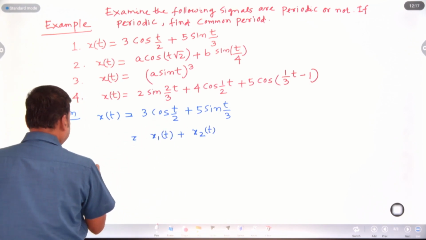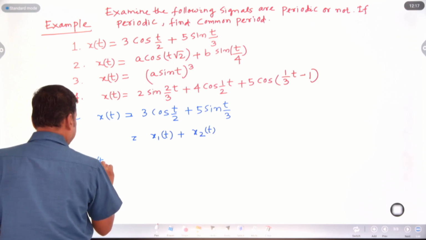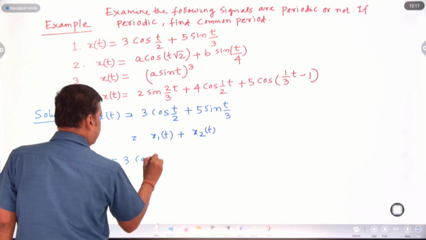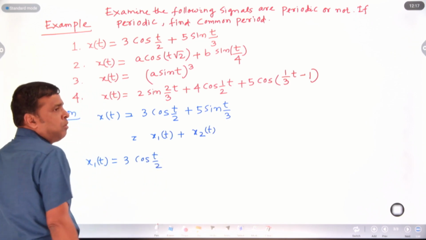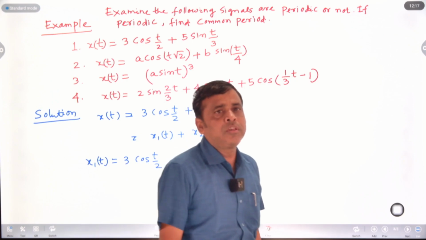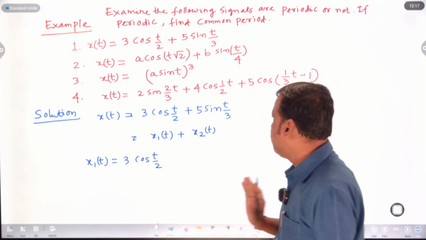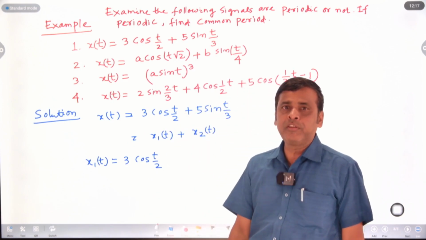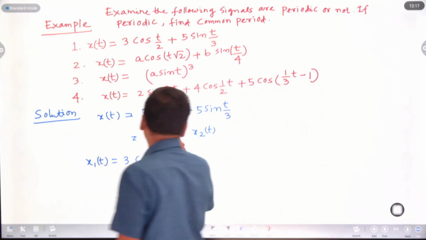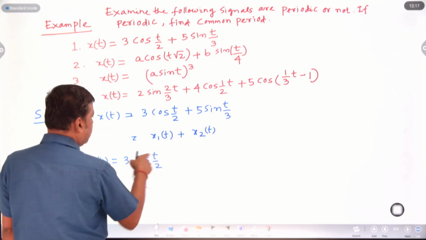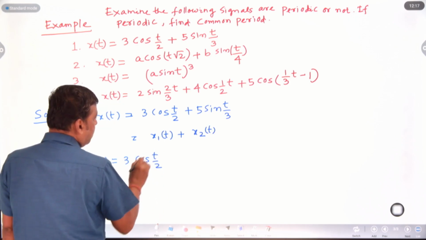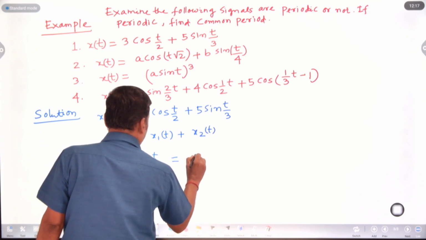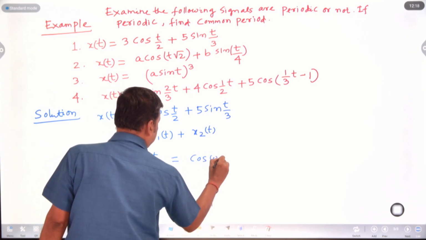x1 of t is how much? x1 of t equal to 3 cos t by 2. To examine whether the signal is periodic or not, we should least bother about the amplitude. We have to find out the fundamental period, meaning frequency. Cos omega t, here omega, what is it? 3 cos t by 2. Here the value is omega t, which is nothing but cos omega 1 t.